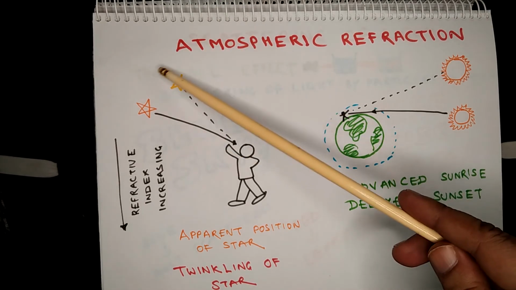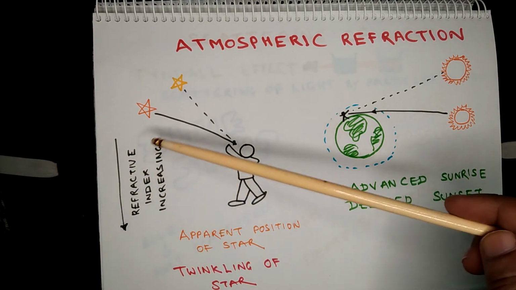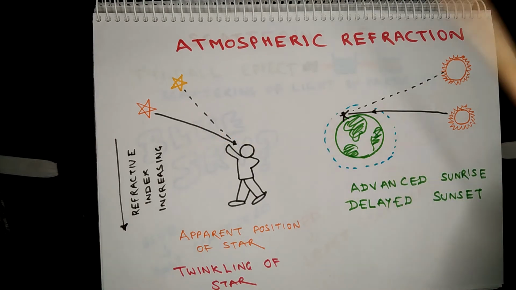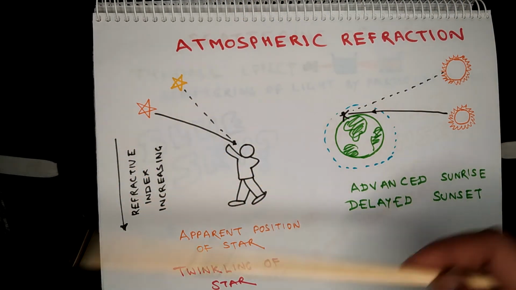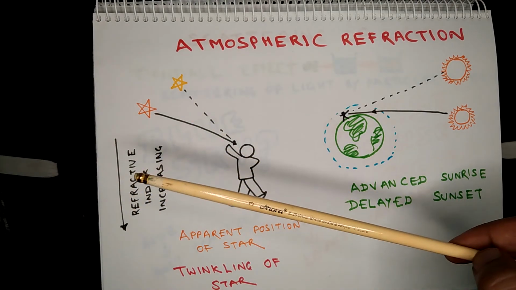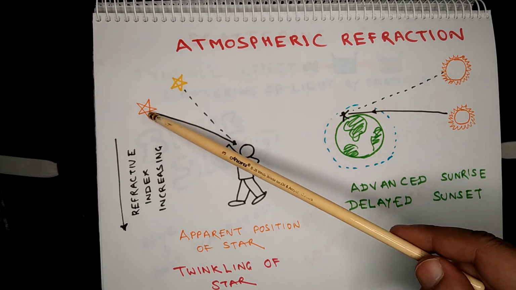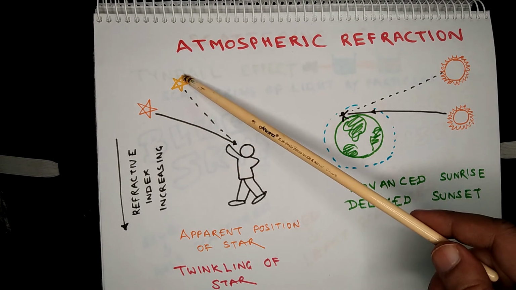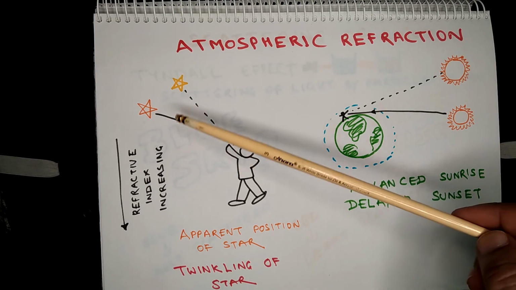As we go down towards the earth, the refractive index tends to increase through subsequent layers of the atmosphere, and because of this, the ray of light will tend to bend towards the normal as it goes through different layers of the atmosphere. As a result, the star which is here appears to be here. So the apparent position of the star is somewhat higher than its actual position.